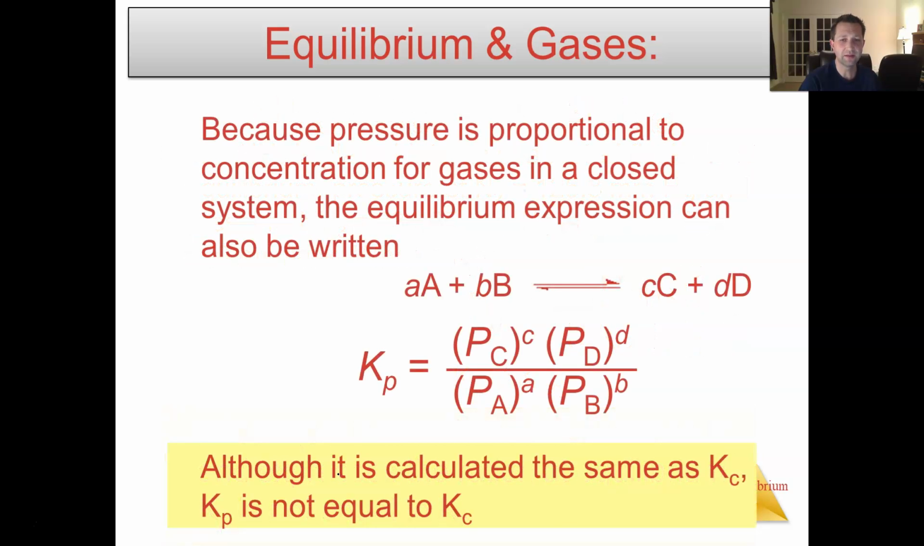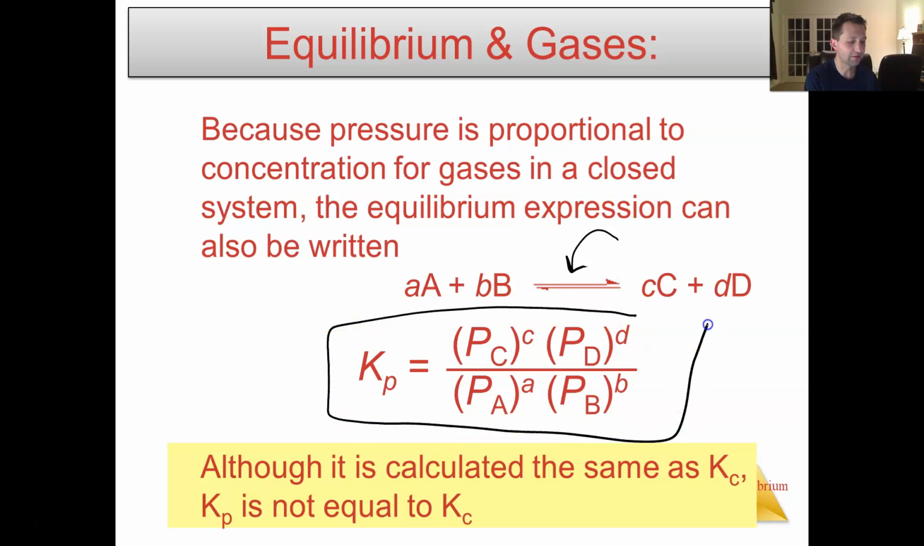So the example I think you have in your notes is this generic equation. We looked at this same equation, I think, when I introduced equilibrium. A plus B yields C plus D. So here's your overall format for your Kp expression. You take a minute, jot it down if you need to on your note sheet. So again, it's calculated the same way, it is not equal.